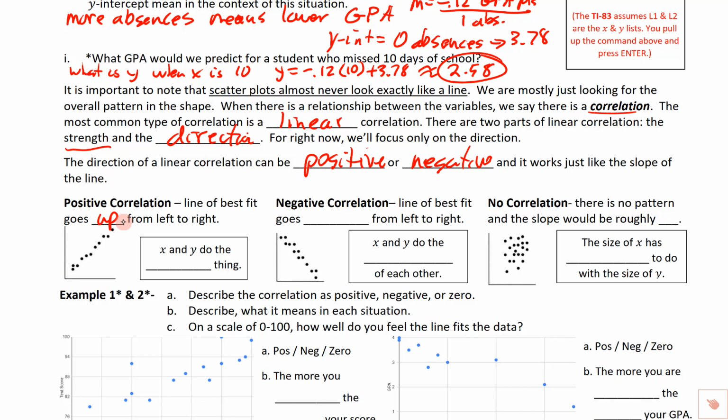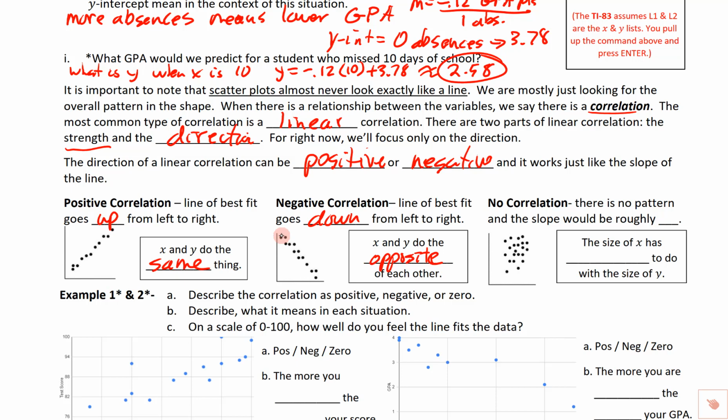And we can describe the relationship this way. Both x and y do the same thing. So as x gets bigger, y gets bigger. As x gets smaller, y gets smaller. Now, a negative correlation is kind of the opposite. Okay, the line of best fit goes down from left to right. So it looks like this. Again, it looks like it's got a negative slope to it. Okay, and x and y do the opposite of each other. And what that means is this: as x gets bigger, y gets smaller. And as x gets smaller, the y gets bigger. So we pair big x's with small y's, and we pair small x's with big y's. That's why they do the opposite.